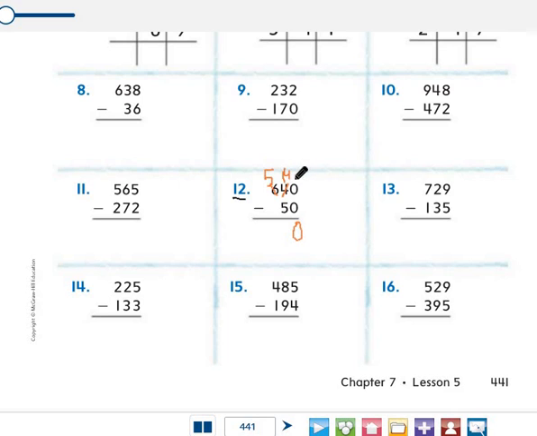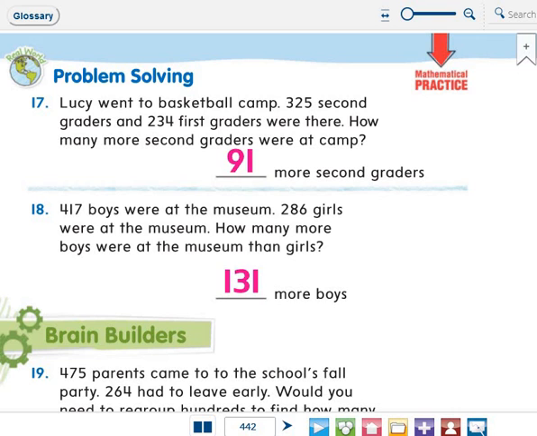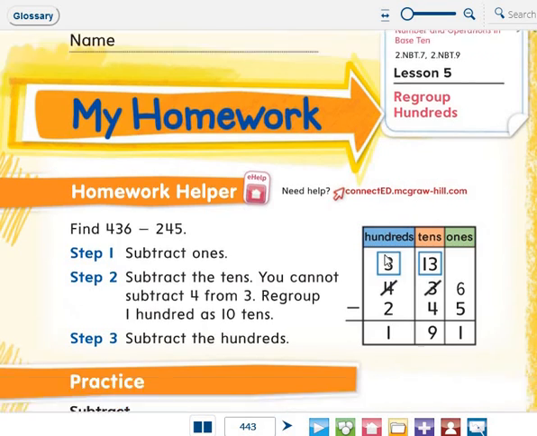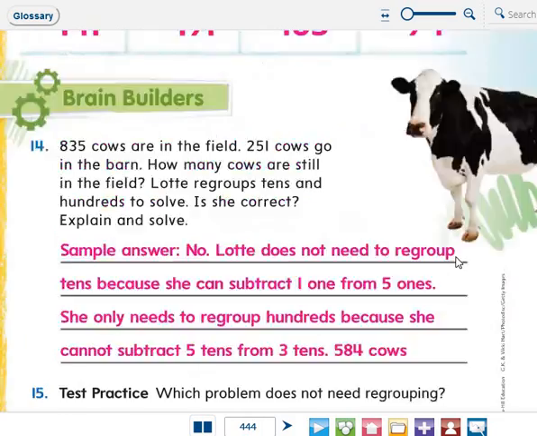Now we have more than enough tens. 14 minus 5 equals 9. Great job. 5 minus 0 equals 5. So the difference is 590. Now it's your turn, grade 2, so please try to solve these questions by yourself. And then when you finish, you can check your answers here. The same for these 2 questions, you can check them here. The next 2 pages are your homework, grade 2, so please try to solve them by yourself. And then when you finish, you can check them here.